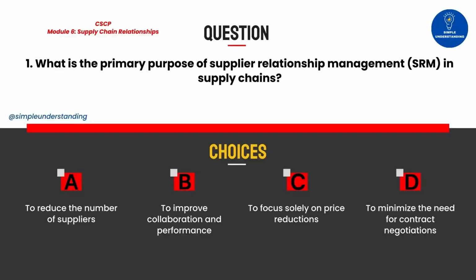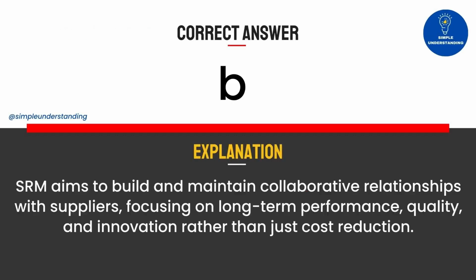1. What is the primary purpose of supplier relationship management, SRM, in supply chains? A. To reduce the number of suppliers. B. To improve collaboration and performance. C. To focus solely on price reductions. D. To minimize the need for contract negotiations. Correct answer, B. Explanation. SRM aims to build and maintain collaborative relationships with suppliers, focusing on long-term performance, quality, and innovation rather than just cost reduction.